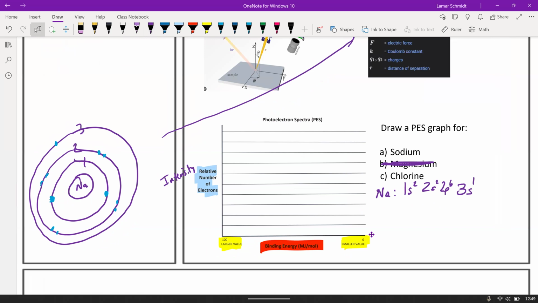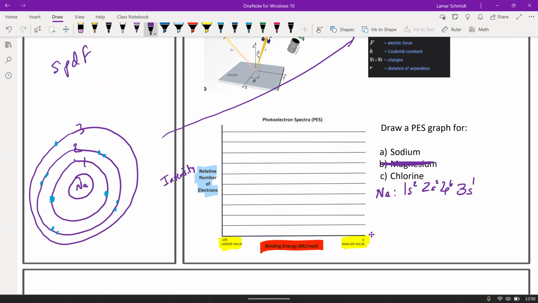So I want to say we have sodium in energy level 1. How many electrons are there? 2. And let me also ask this question. What sublevels exist in energy level 1? There's S, P, D, F available. Which one is the only one in energy level 1? S. And S holds how many electrons? 2. So this first peak on the left has the highest binding energy. Why? Because those electrons are closer to the nucleus.